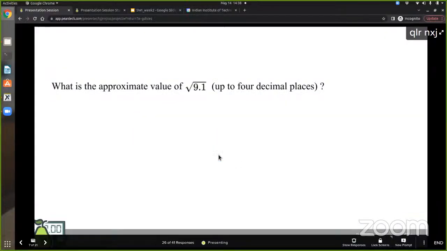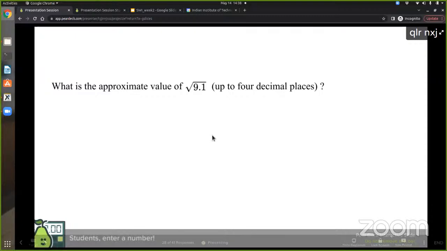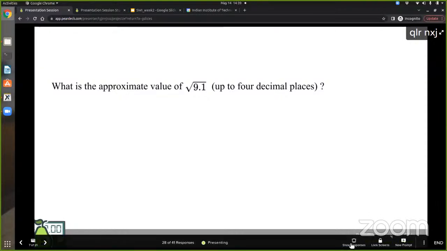Ma'am, till how many decimals should we take the value? It should be given in the question, but if not given, 3 to 4 decimal points should be sufficient. Here it is mentioned. I'm just asking that. Generally 3 to 4 should be fine in general.